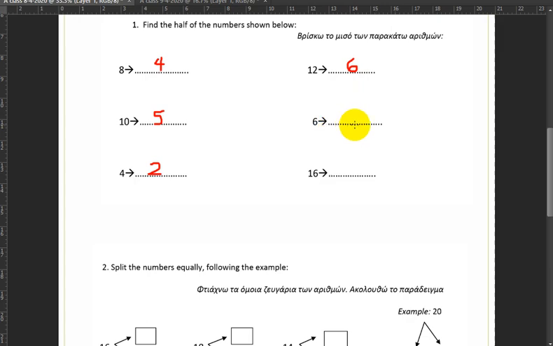Let's find the half of 6. 1 and 1 makes 2, 2 and 2 makes 4, 3 and 3 makes 6. So the half of 6 is 3.